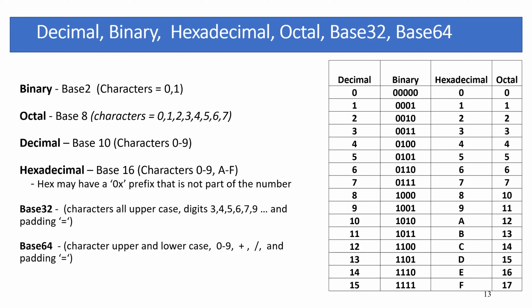So it's base 16, but the characters are 0 to 9, A to F, representing the decimal numbers 0 to 15. You'll see the table to the right.